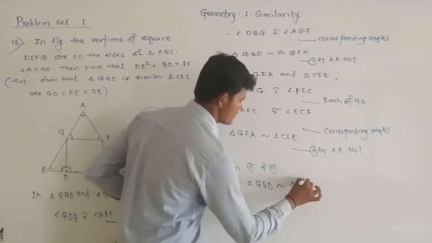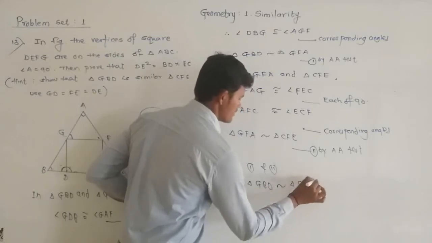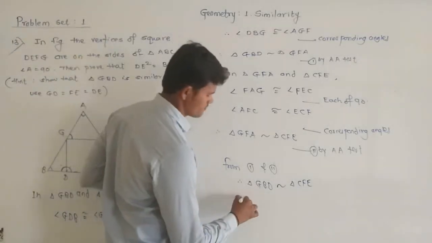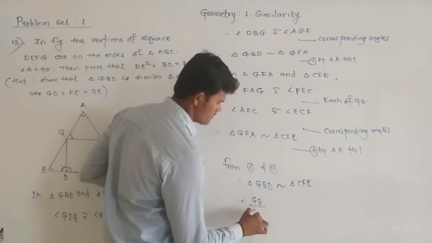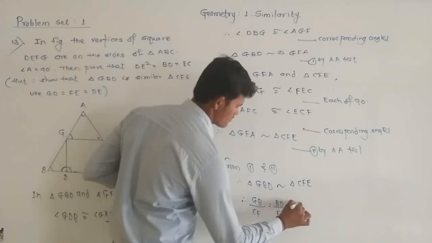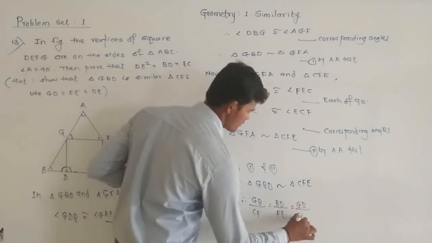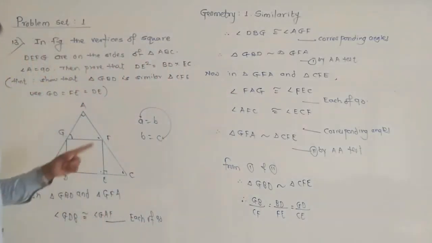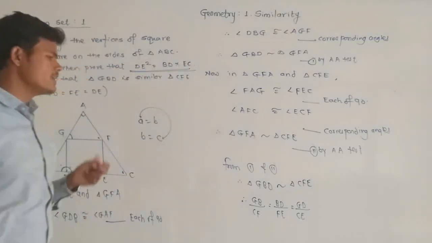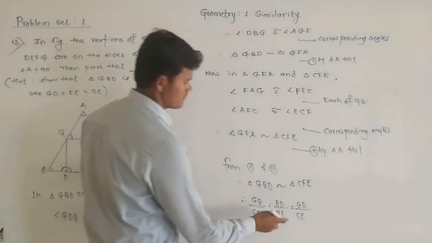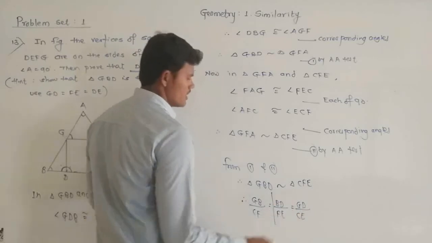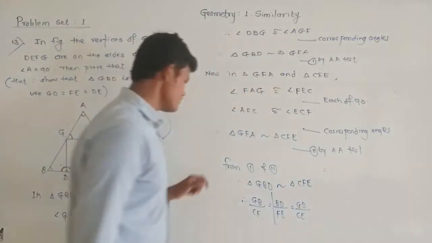And once two triangles are similar, then their corresponding sides are in the same proportion. So here we get GB upon CF is equal to BD upon FE is equal to GD upon CE. Corresponding sides are in the same proportion. Finally, we have to prove that DE square is equal to BD into EC. So here we are using the last two ratios because BD into EC is coming from the last two ratios.